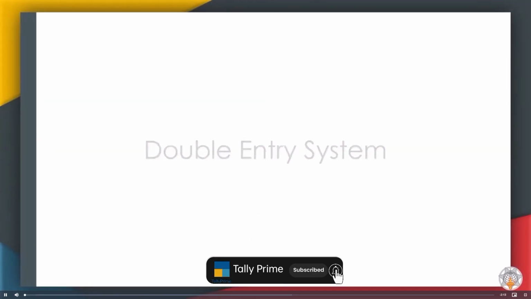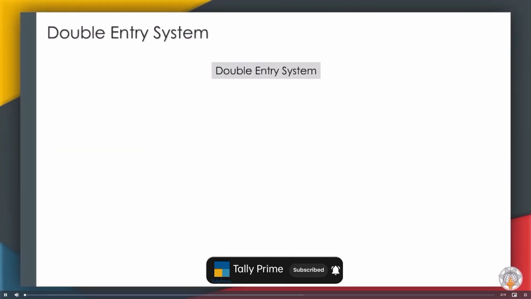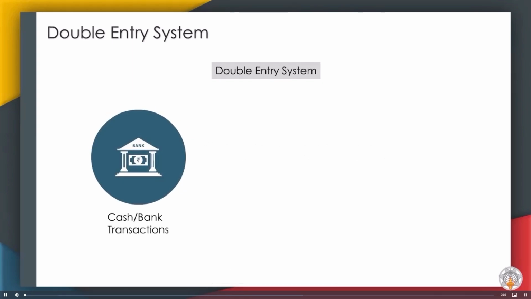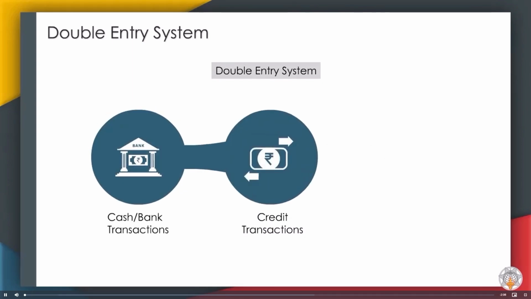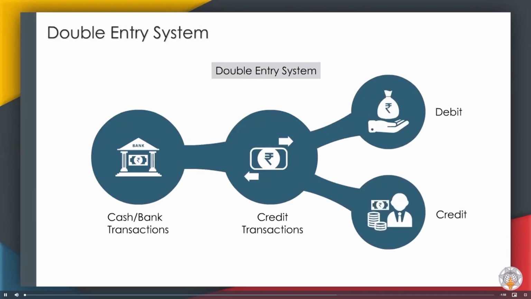Double entry system. In this system, both cash or bank and credit transactions are considered and taken into account. All transactions have dual aspects, debit and credit, and that is why it is called as double entry system.